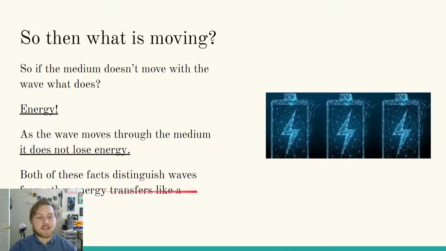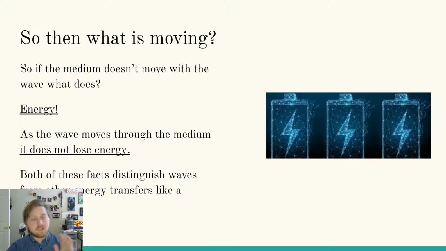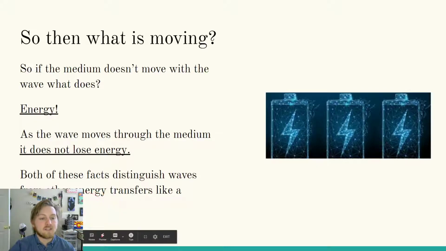Both of these facts distinguish waves from other energy transfers like collisions, right? We can still get a wave in collisions. We have the domino effect, so there's a bunch of collisions. We have a single pulse traveling through, but in a single collision, you're not going to get a wave that's going to travel out farther.